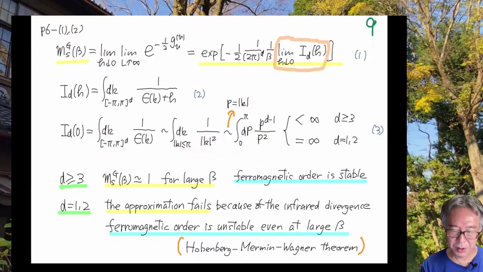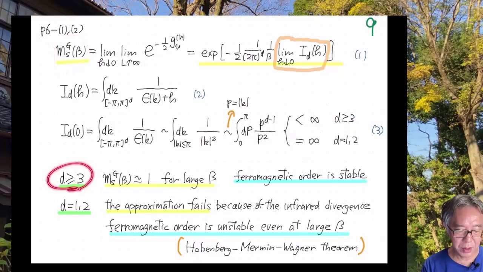And then you easily find that for d equals 3, this is just a constant, and of course convergent. And for d equals 2, this is p inverse, and it's logarithmically divergent. Okay, so you see that this is divergent for dimension 1 and 2, and it's convergent for d greater than or equal to 3.